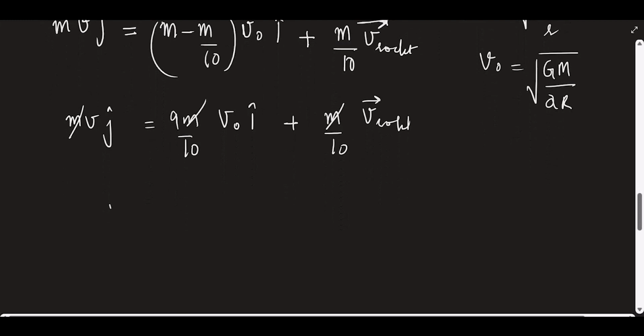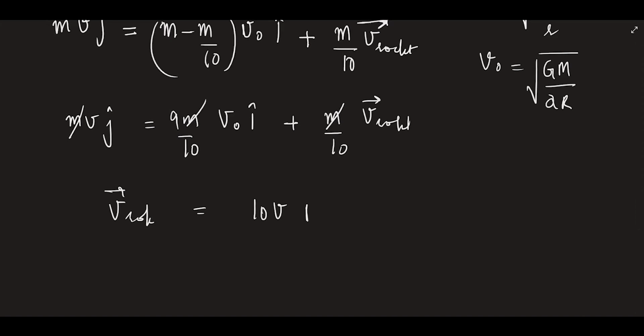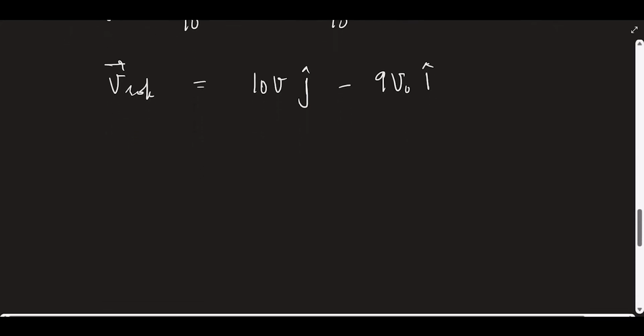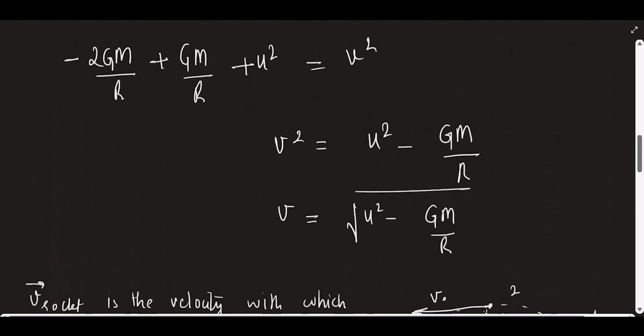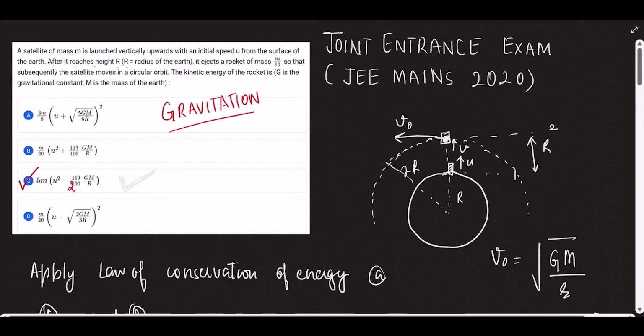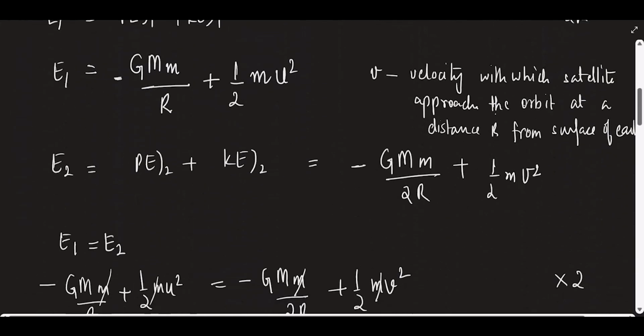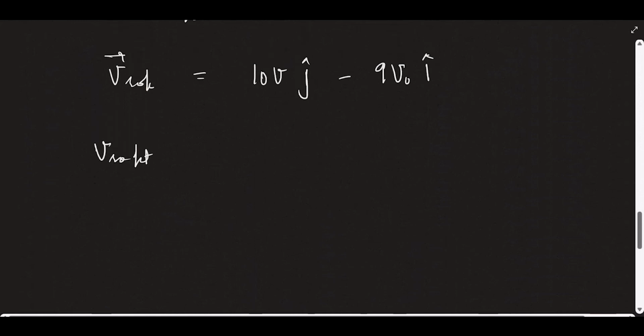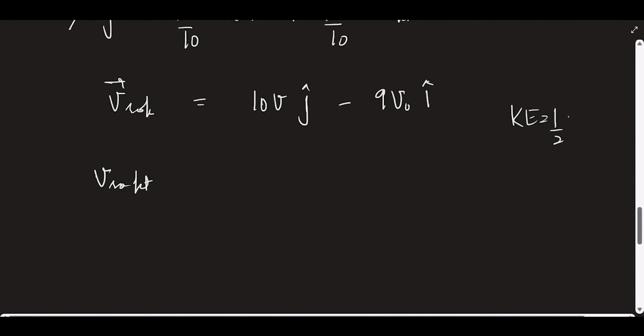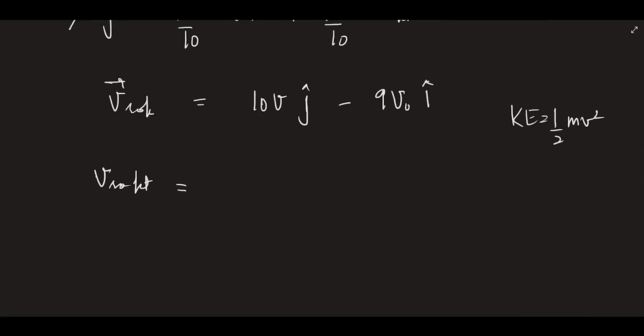If we multiply this equation and find v rocket vector, we'll get 10 v j cap minus 9 v0 i cap. Okay, so from here, if we want the magnitude, because I want to repeat your question here, they are asking after this the kinetic energy of the rocket. So for that, we know the kinetic energy formula is half mv square. So we need the velocity of the rocket, that too the square part. Okay, so from here v rocket is, that is how we get the magnitude.